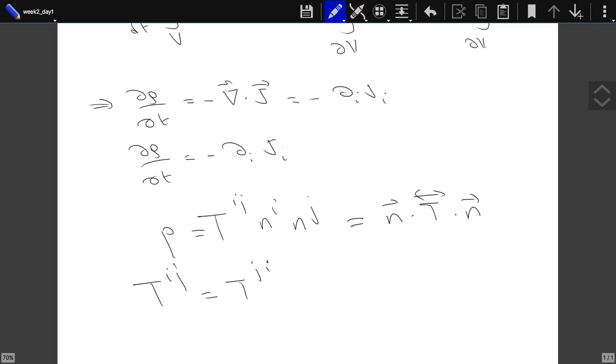It doesn't really make any difference. Since it is symmetric, we don't really care. I mean, you can say that i is the direction of the momentum which is flowing in the j direction.